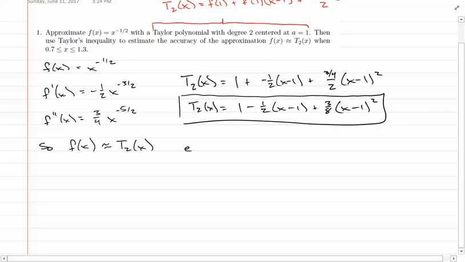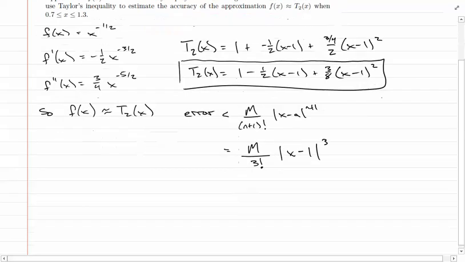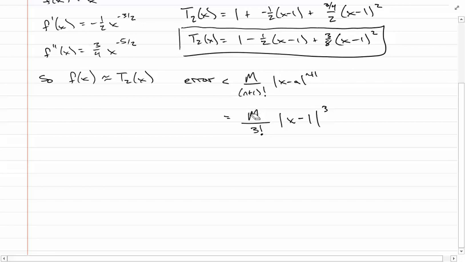Taylor's inequality says that the error is less than M over (n plus 1) factorial times the absolute value of (x minus a) to the n plus 1. Okay. Now n is 2, so that means n plus 1 is 3. A was 1. Okay, so here is an upper bound for our error. We need to find a suitable M. Now for M, we need the third derivative, and we need to graph it between x and a.